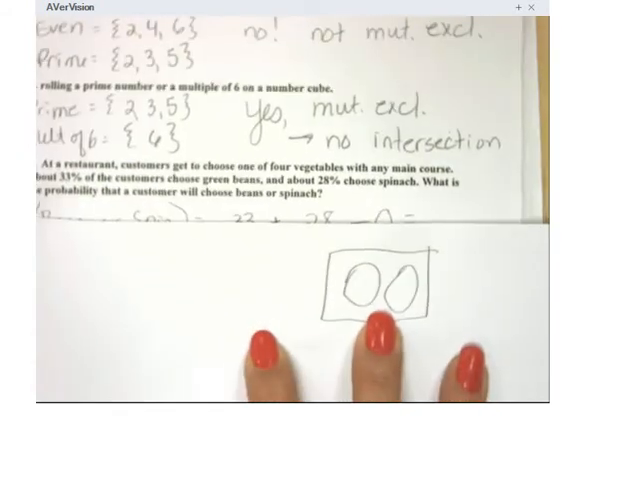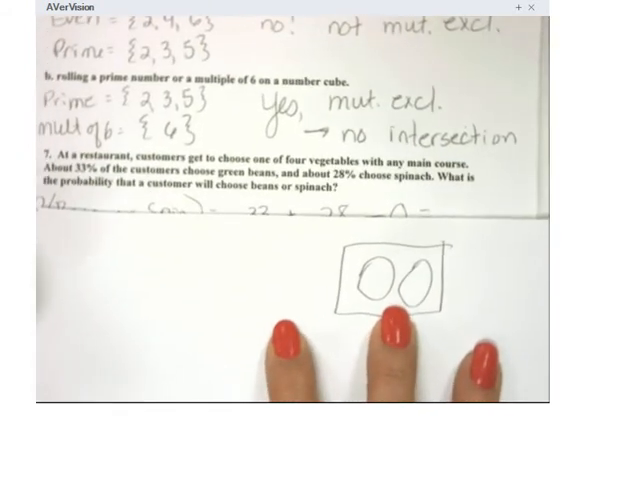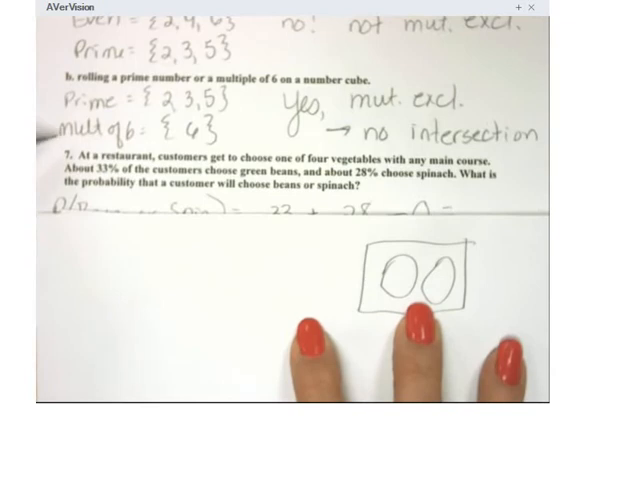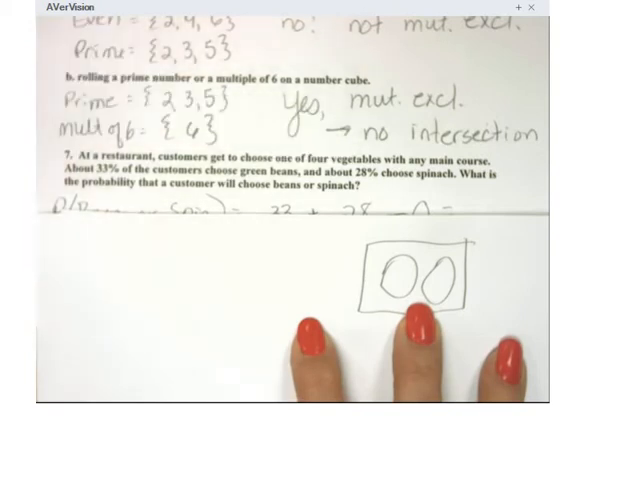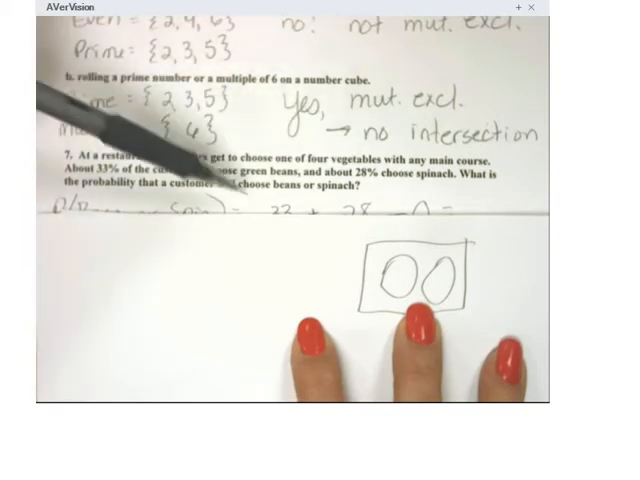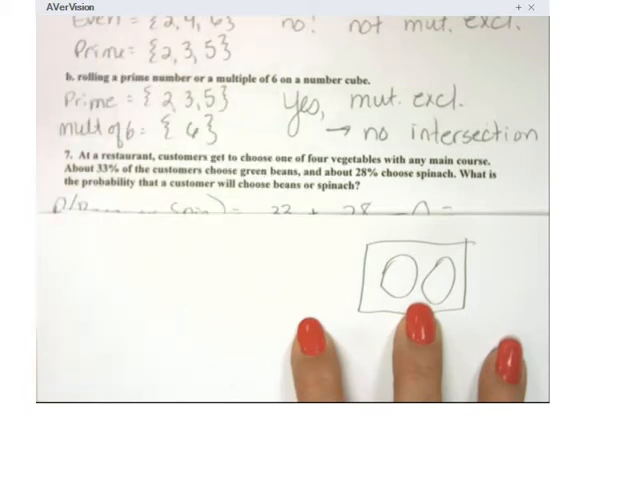Here's a little example of working with some probability again. Just another example of what type of question you'll encounter. At a restaurant, customers get to choose one of 4 vegetables for any main course. About 33% would choose green beans, and about 28% would choose spinach. What is the probability that they'll choose beans or spinach?